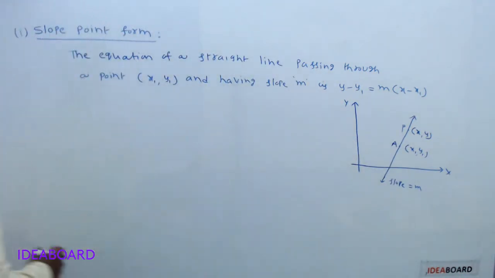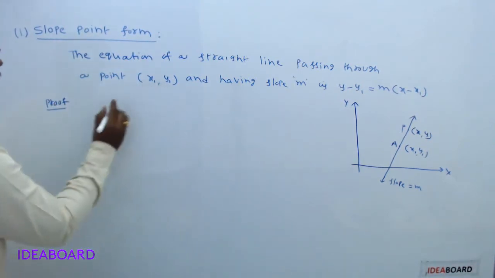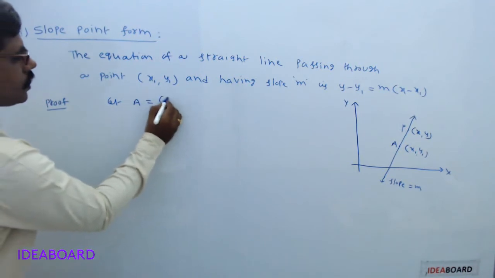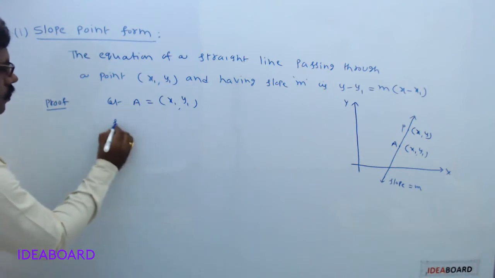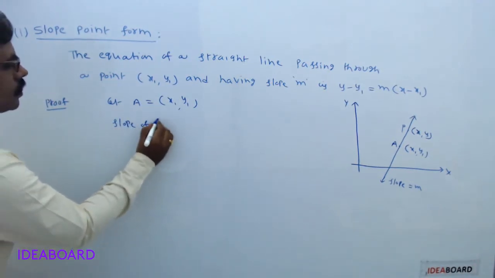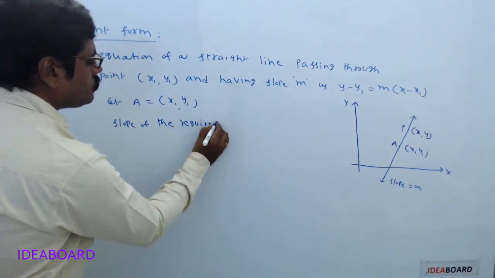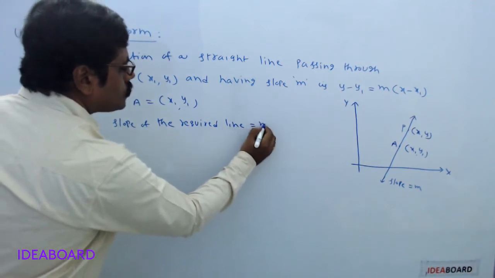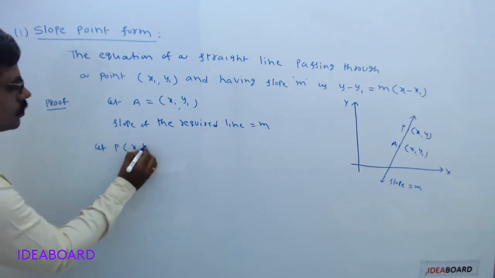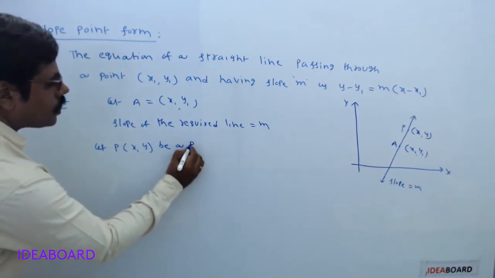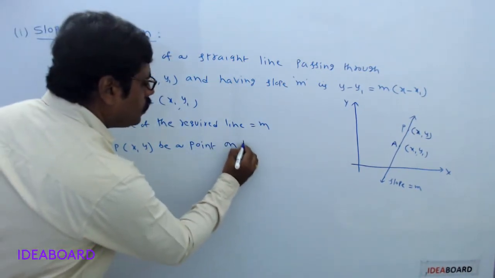Write down the points. Denote the given point with A. Let A equal x1, y1. The slope of the required line is given as m. Let P(x, y) be a point on the required line.